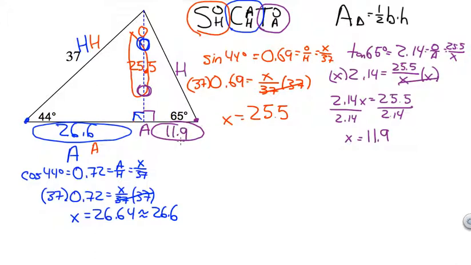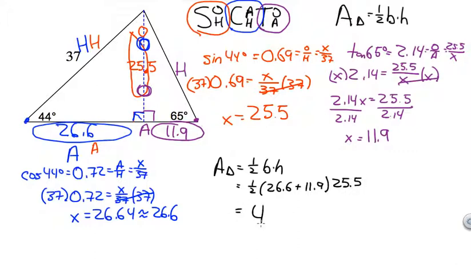So right here now I know that this is equal to 11.9. Now that I have it, I'm now able to put my area together to find the area. Again, the area of a triangle is going to be 1/2 base times height. So that's going to be equal to 1/2 times my base, 26.6 plus 11.9, and my height is 25.5. Do this whole thing out, and I get that the area of this triangle is 490.9, and of course there are no units, so we just leave it at 490.9.